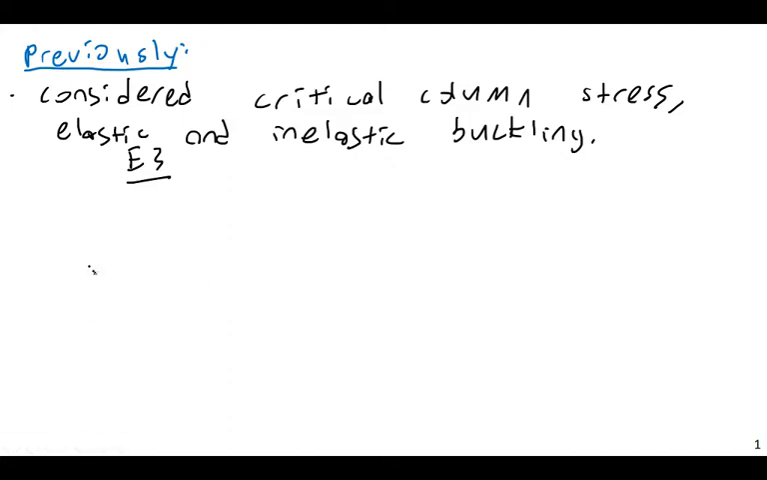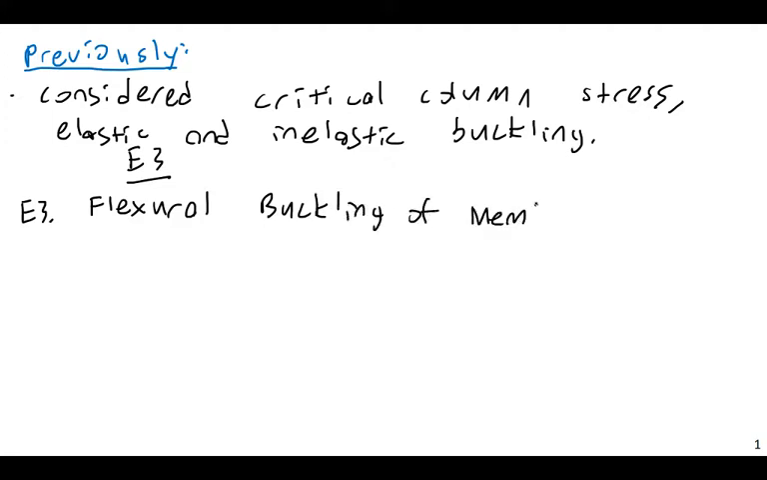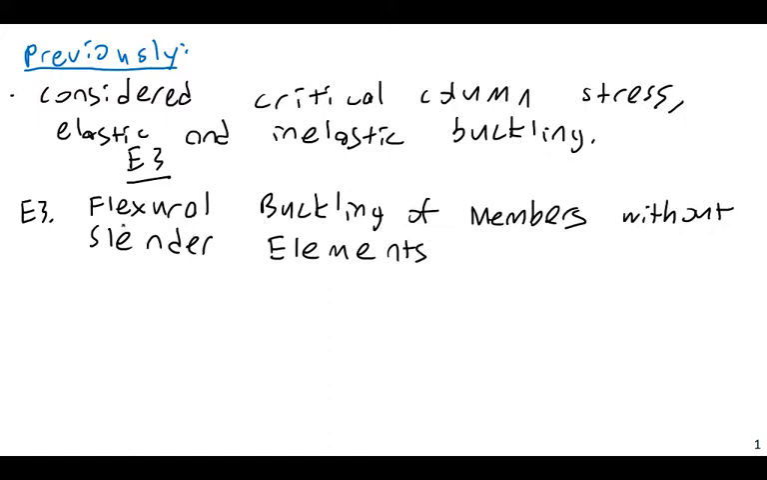Let's look at the title of this. What does this mean? If you look on page 16.1-35 of the 15th edition, or at least my printing of it, you have a section titled E3, flexural buckling of members without slender elements. So we're looking at the flexural buckling of members without slender elements.